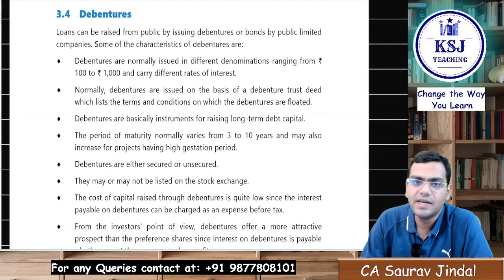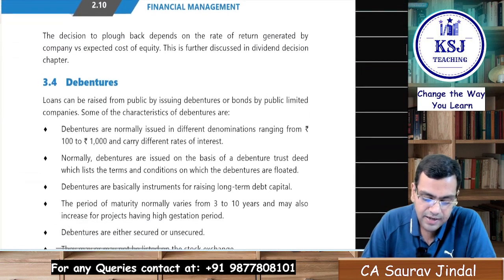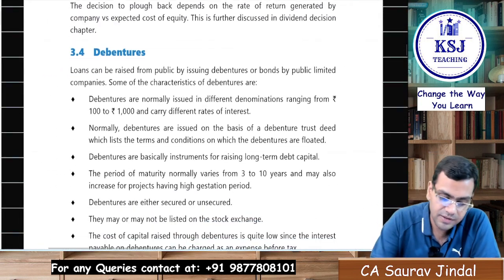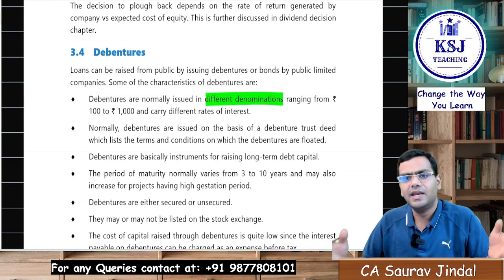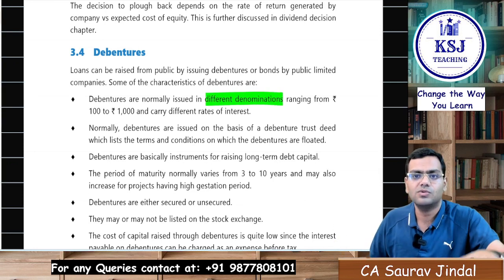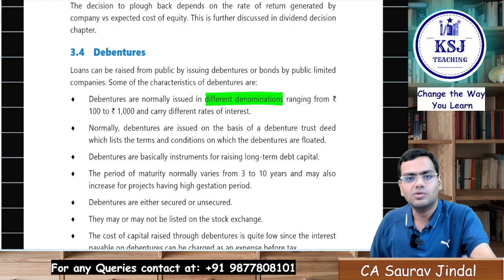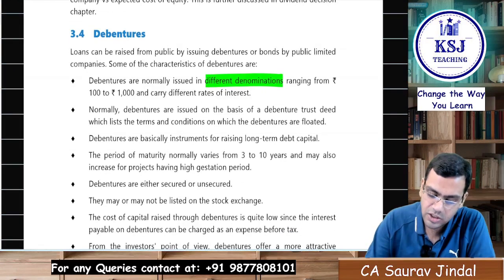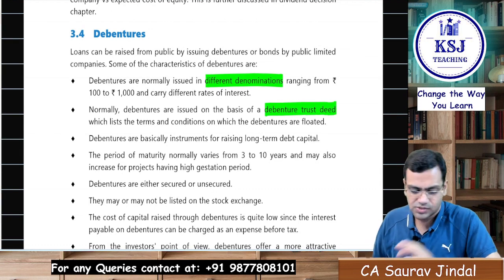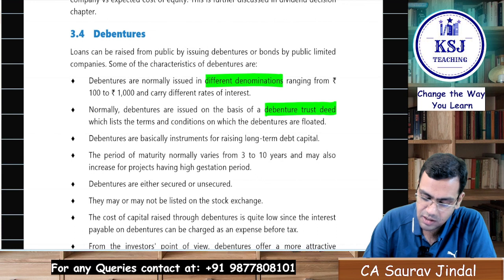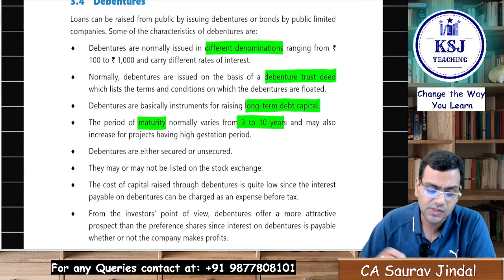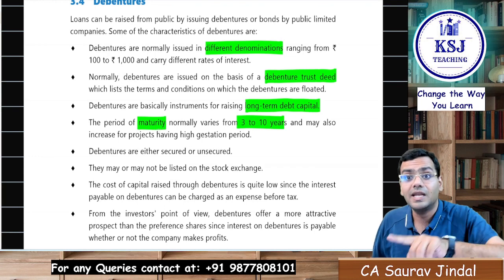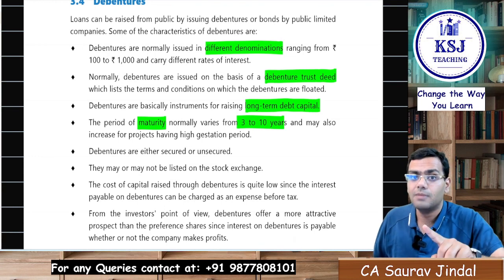Debentures, just read it. Debentures is what? The debt carries a fixed rate of interest, right? It can be issued in different denominations, 100 to 1000, any denominations can be there. We say 5000 debentures of 100 rupees each, 1000 rupees each, right, are issued on the basis of debenture trust deed. That is the terms and conditions. Simple. Instruments for raising the long-term debt capital, the period of maturity is 3 to 10 years. Now the debentures can also be redeemable or irredeemable. Normally they are redeemable.